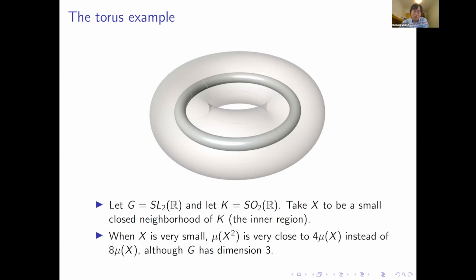Topologically, SL2 of R is an open torus that's filled in. And then you take a small neighborhood of K as shown in the picture. When your neighborhood is sufficiently small, you see that mu of x squared is very close to 4 times mu of x rather than 8 times mu of x. This can be seen by constructing an invariant metric on G quotient by K. G has dimension 3, but this example shows you that you cannot improve beyond 1/2. And that's also what we were able to prove.